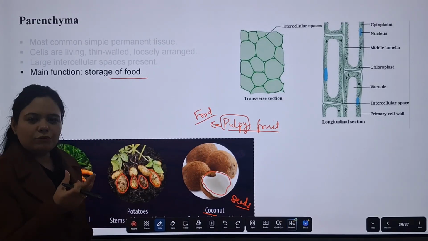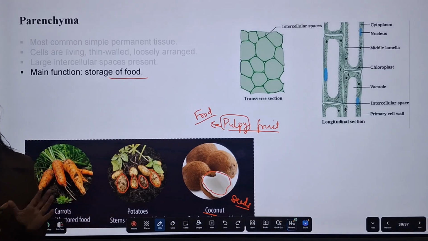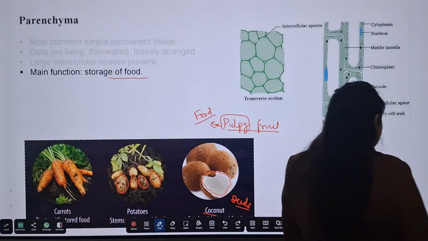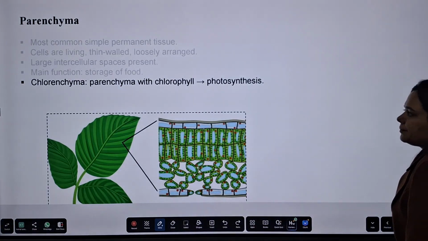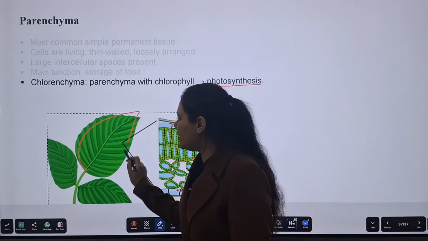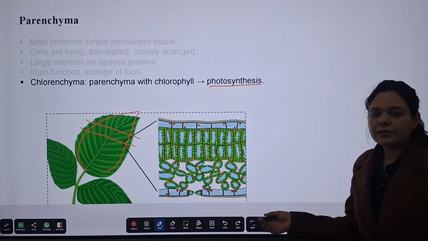The pulpy material that you see in fruit has parenchymatous tissue, and the function is storage of food. The next function that they perform is photosynthesis. If we see, this is the leaf of the plant, and if we cut a cross section, it will look something like this under the microscope.